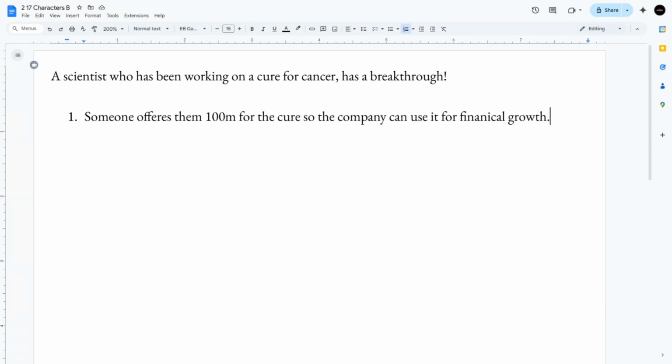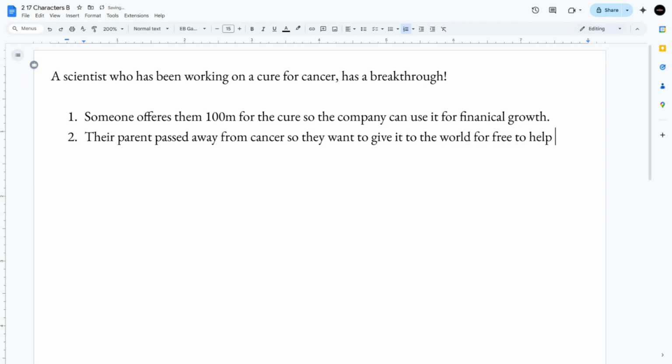But maybe their parent passed away from cancer, so they want to give it to the world for free, right? To help everyone. All right, as Gary Sinise says in, I can't think of the name of the movie. Everyone. So their parent passed away. So maybe now they don't take the money, right?